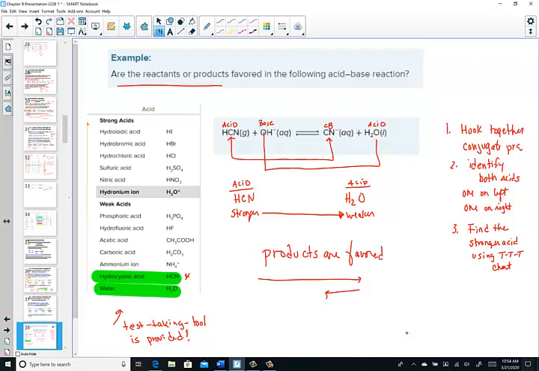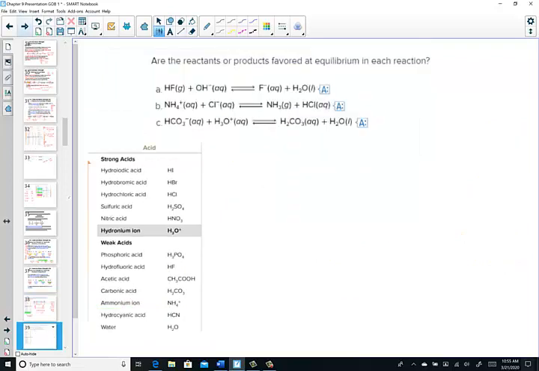So step 1, hook together the conjugate pairs. Step 2, identify the acids. One will always be on the left side, one will always be on the right side. Step 3, use your chart and find which one is stronger. Stronger will always point towards the weaker side. Let's try some more. I would encourage you to pause, give yourself think time, come back to me when ready.